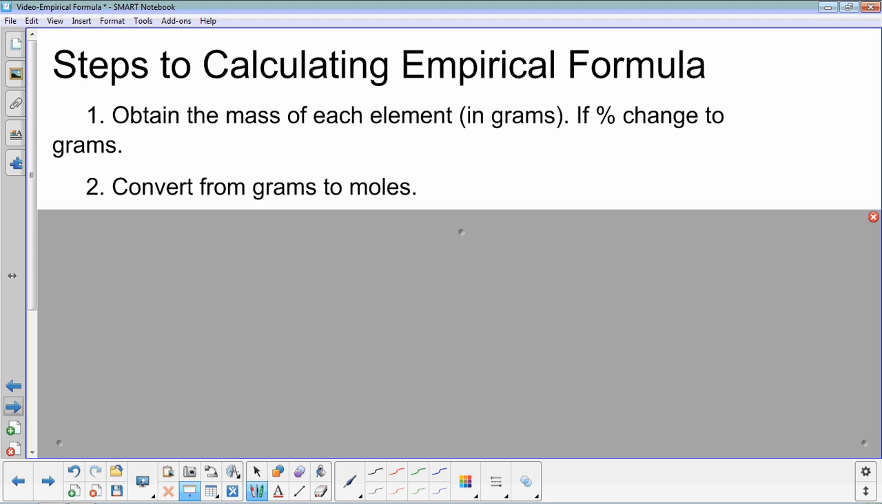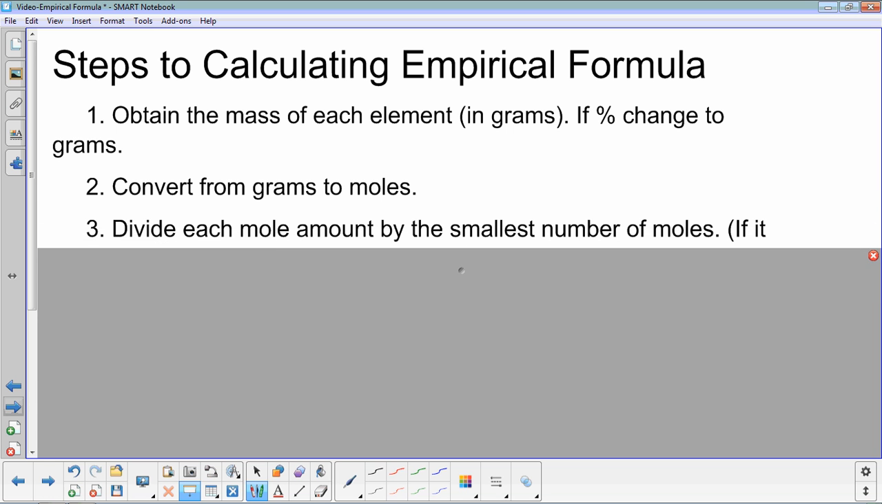Okay, so the next step is to convert from grams to moles. If you're still puzzled on converting from grams to moles, there is a video for you also on the YouTube channel, and I will put a link down below for that as well.